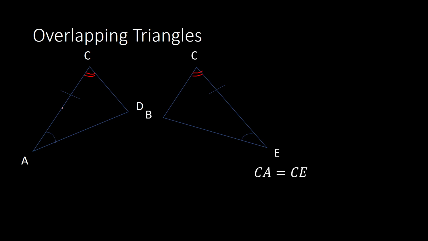So notice we have an angle, side, angle congruent to an angle, side, angle, and the side is in between the two angles. So therefore we can conclude, because of angle-side-angle, we do have congruent triangles, where the A corresponds with the E, the C corresponds with the C, and then the D corresponds with the B. So I can write this as CAD is congruent to CEB. Make sure the order is the same, where the corresponding vertices are in the same order for both triangles.